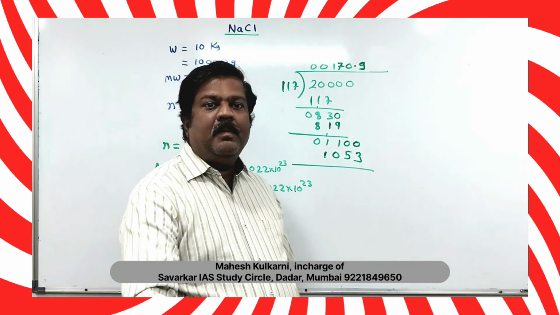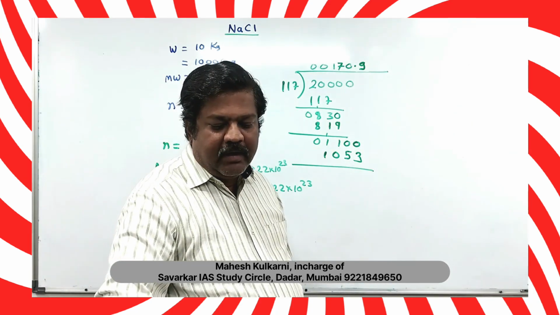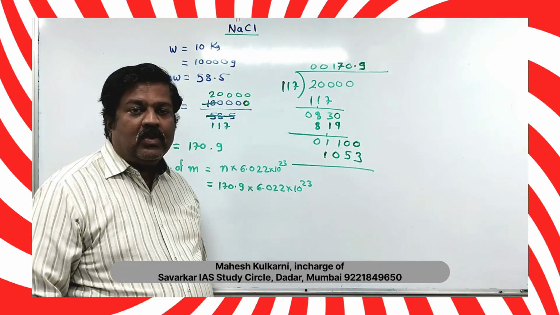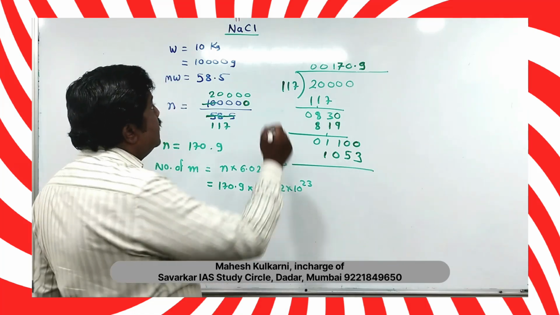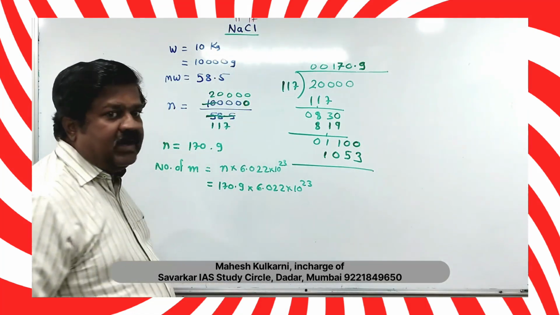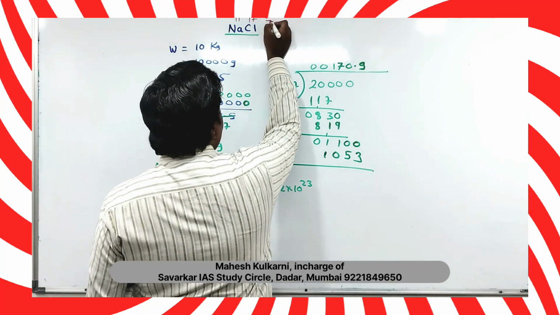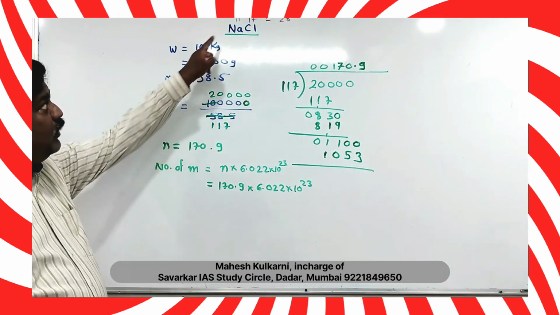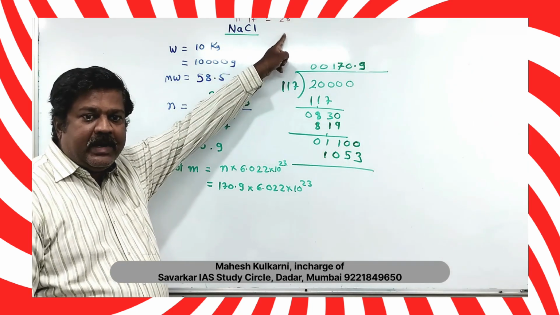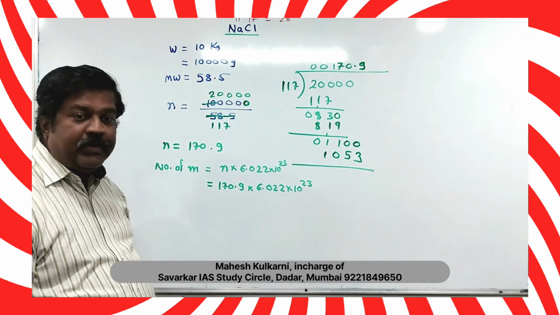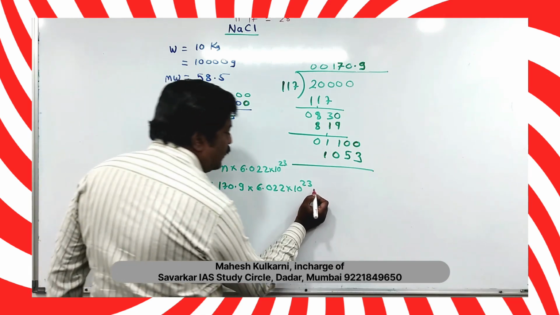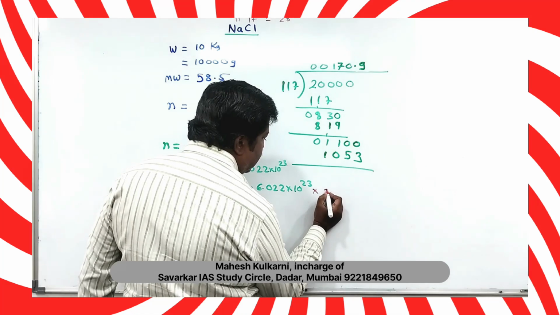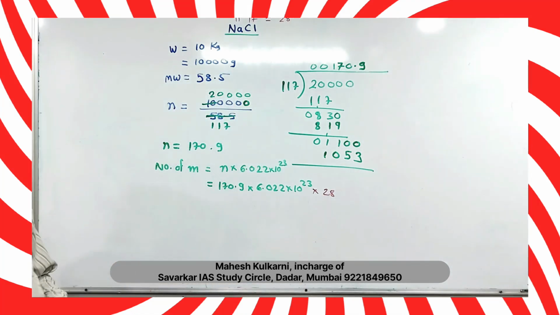Sodium has atomic number 11, so one sodium atom contains 11 electrons. Chlorine has atomic number 17, so chlorine contains 17 electrons. So net, NaCl contains 28 electrons. One molecule of NaCl contains 28 electrons. So this number of molecules contains how many electrons? We have to multiply whatever figure we calculated by 28.